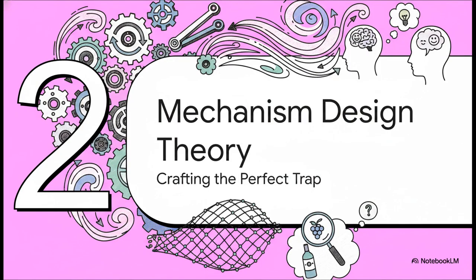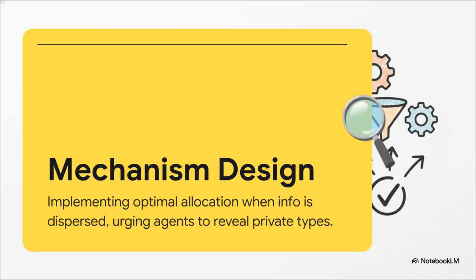Which brings us to Section 2, mechanism design theory, or crafting the perfect trap. Now that we've set up the massive headache our wine cellar faces, let's look at the analytical toolkit used to actually solve it. Mechanism design, well, it feels almost like psychological engineering. You can kind of think of it as the science of reverse engineering a menu of options so perfectly that buyers just naturally expose their true characteristics through the choices they make.